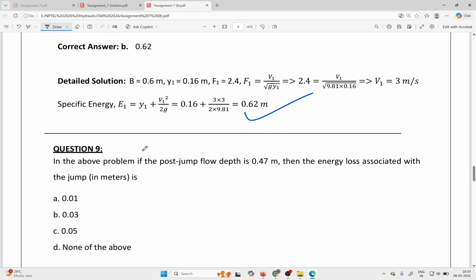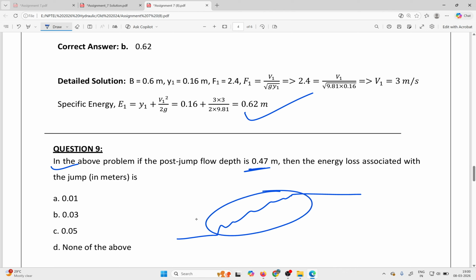Now come to the next question. In the above problem, the post jump flow depth is 0.47. Find the energy loss associated with the jump. I was telling you previously that I have one question based on the loss. What is the loss between the pre-jump and post-jump?